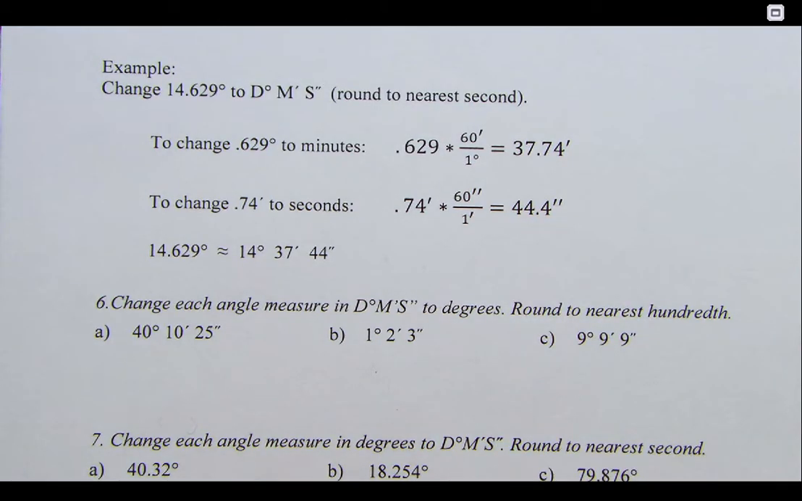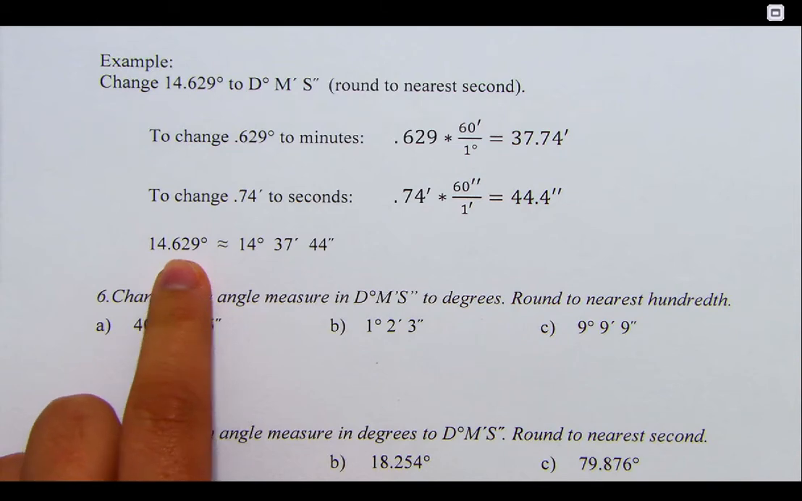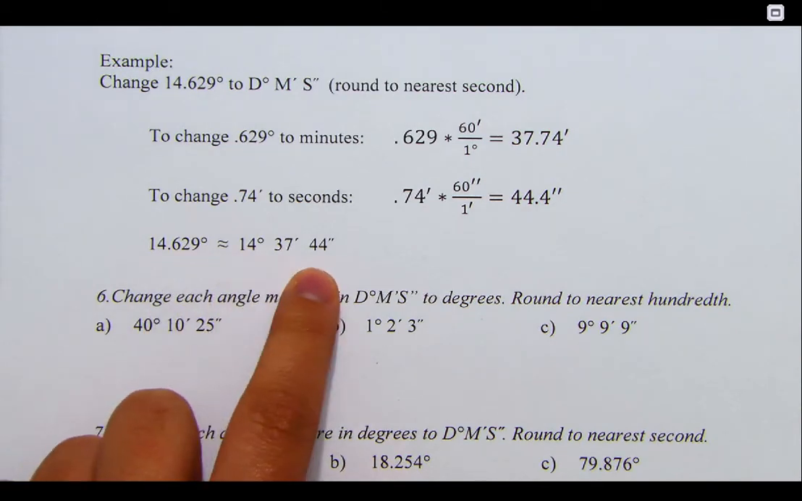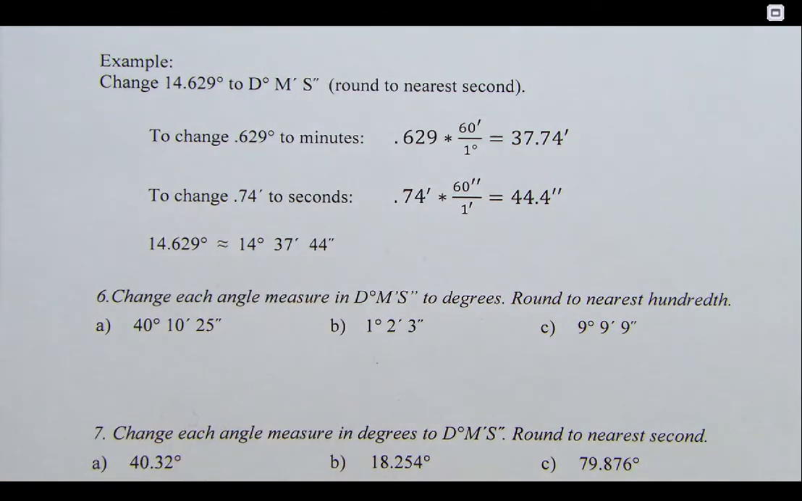Okay? So this is our degrees. This is how we would change it into degrees, minutes, seconds. Okay? And again, if we're trying to think when would we ever use this, think about your latitude and longitude from geography. Those are in degrees, minutes, seconds. So this is kind of a part of how your GPS works and how a lot of navigational systems work, especially with planes and boats.